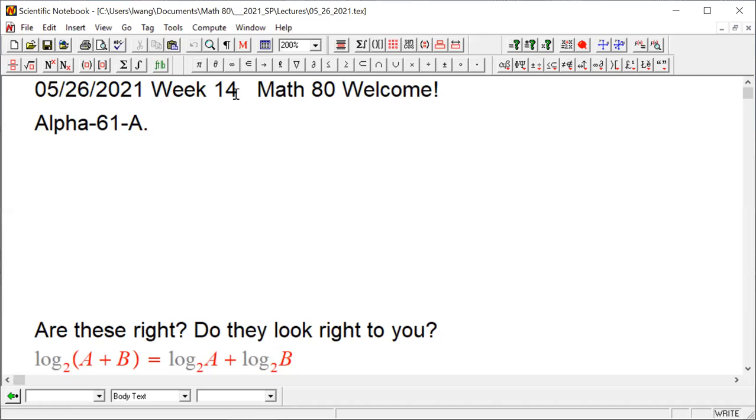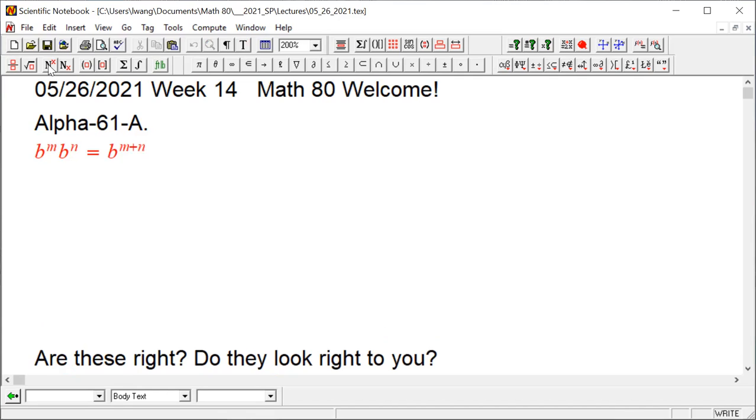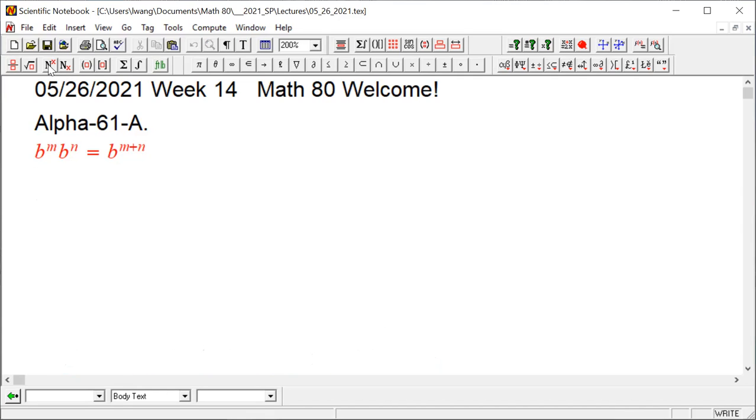Okay, so the first one, I want to start with something we're very familiar with. We know that b to the power m multiplied by b raised to the power n equals what? b raised to the power of m plus n. Do we agree with that? Yes or no? Okay, so we agree with that.